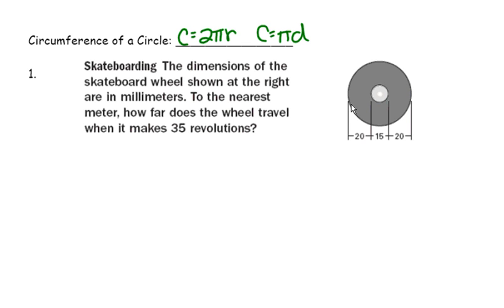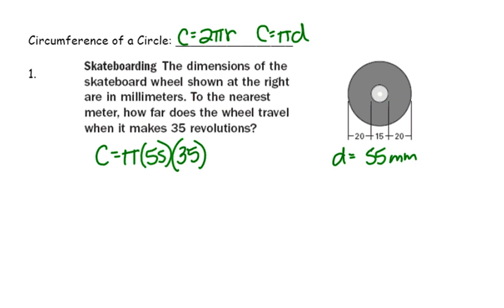All right, so a revolution is once around, so we're talking circumference. And here, let's go ahead and find the diameter. So the diameter is all the way across, so it's 20 plus 35. So we've got 55 millimeters as my diameter. All right, so my circumference is going to be pi times that, so pi times 55. And then furthermore, it's going to go around 35 times. So it's actually 35 of my circumference.